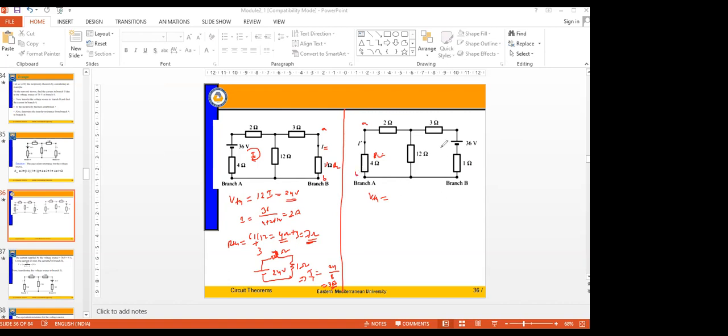How can you calculate the value of current? This is I. Similar to the previous case, VTH is equal to 12 into I, right? So what's the value of I going to be? It's 36 divided by 3 plus 12 plus 1. What's the value you are going to get here? 36 divided by 16 is 2.25 amperes, right?